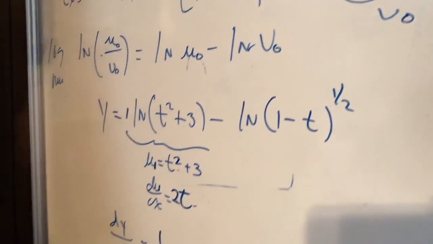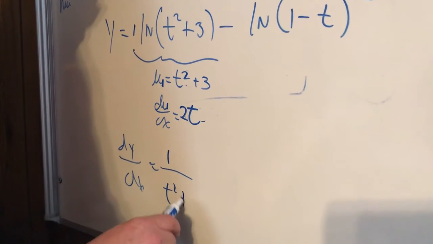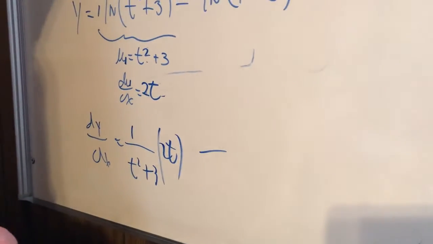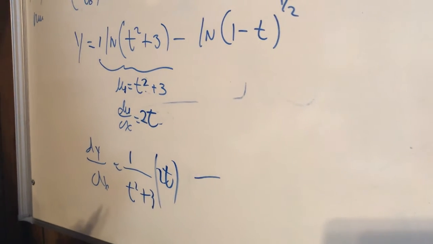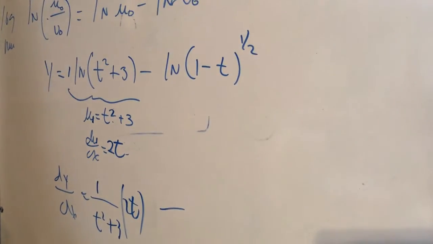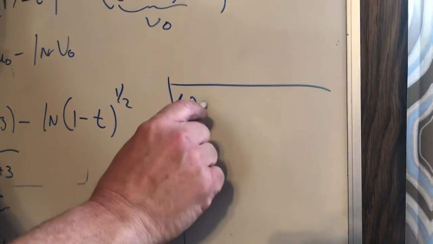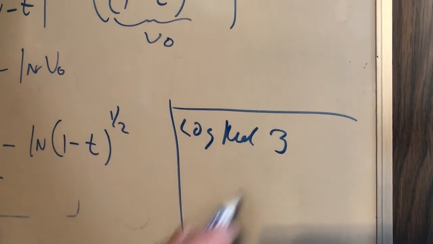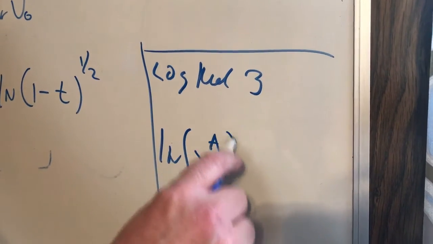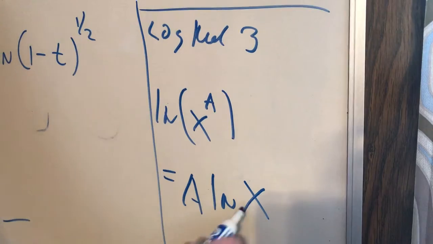Okay, so here we have dy is going to be 1 over t squared plus 3 multiplied times 2t. Now what about this one here? Well, this is the log of 1 minus t to the 1/2. Now this looks like a chain rule, but let me use another log rule. We call this log rule 3. When I have the natural log of something raised to the a, I can write that as a times the natural log of x.